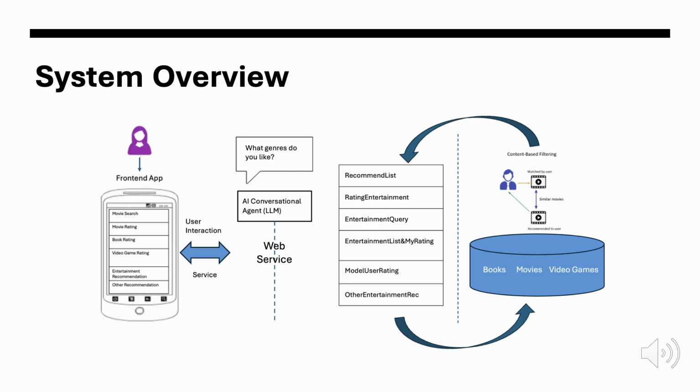So the high-level system overview, you can see that the user interfaces with a front-end app, which then communicates with the AI conversational agent. The AI agent asks questions and interacts with the user to develop a list of responses and preferences, which then gets fed into the recommender system, and that engages the data pipeline to extract a recommendation in a particular entertainment domain that the user would be interested in based on their real-time feedback.